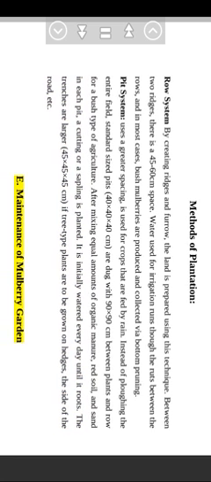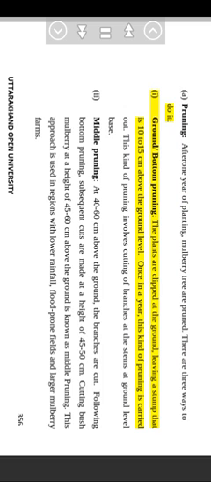Maintenance of mulberry garden. Pruning. After a year of planting, mulberry trees are pruned. There are 3 ways to do it. Ground bottom pruning. The plants are clipped at the ground, leaving a stump that is 10 to 15 centimeters above the ground level. Once in a year, this kind of pruning is carried out.